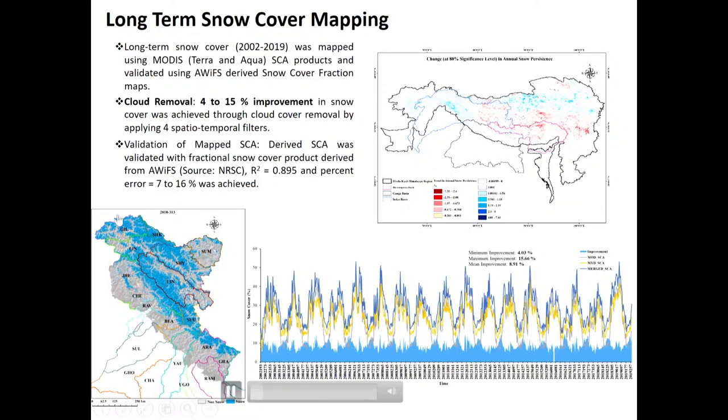of the entire northwestern Himalayan region, which covers these 2 states and 2 UTs now: Uttarakhand, Himachal Pradesh, and the UTs of Jammu and Ladakh. Using this MODIS data, we have generated this long-term snow cover map of this area. Both Terra and Aqua sensor data have been used, and in this analysis we have used different cloud removal approaches.